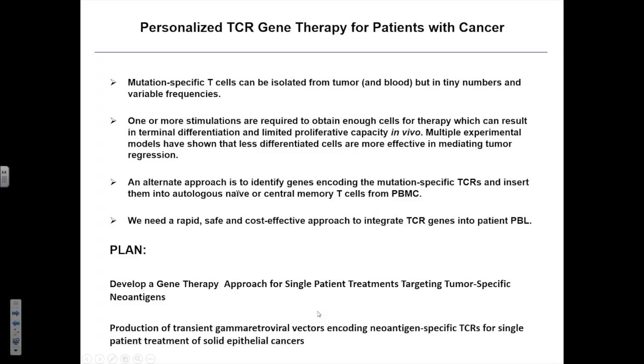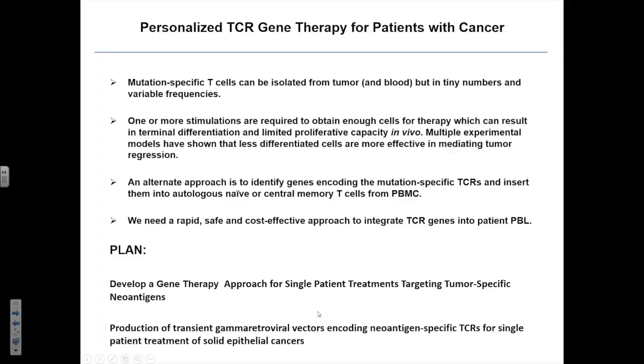And one of the things we're doing is developing a technique that would be FDA approvable to use transient gamma retroviral vectors that encode these neoantigen-specific TCRs for single patient treatment of solid epithelial tumors, but there are other ways to do it, transposon, transposase techniques. There may be ways with CRISPR-Cas to use AAV to insert these genes. There are a whole variety of different possible approaches to do this.